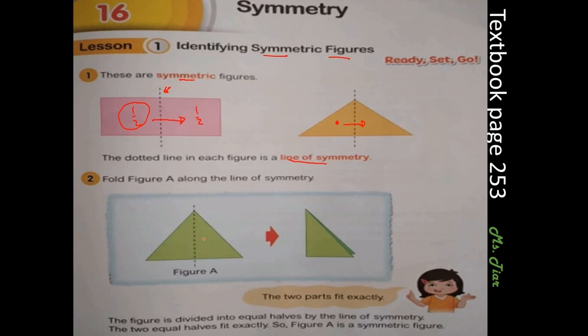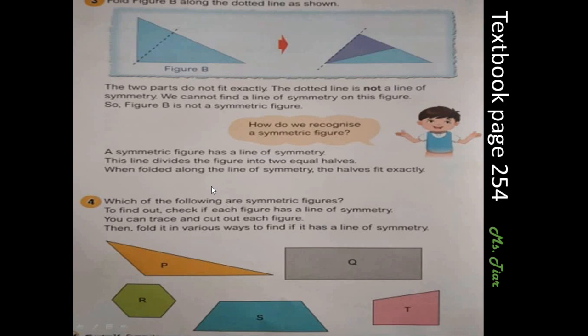On question 2, look at the second picture here, figure A. If we fold it, it fits exactly, so we can call this picture a symmetric figure. On number 3 here, we have figure B. If you put the line of symmetry over here, or you fold it on this side, what happens next? This half is smaller than the other half, so it does not fit exactly to this side. If we draw it, it's going to be like this. It does not fit exactly, so we cannot call it a symmetric figure.